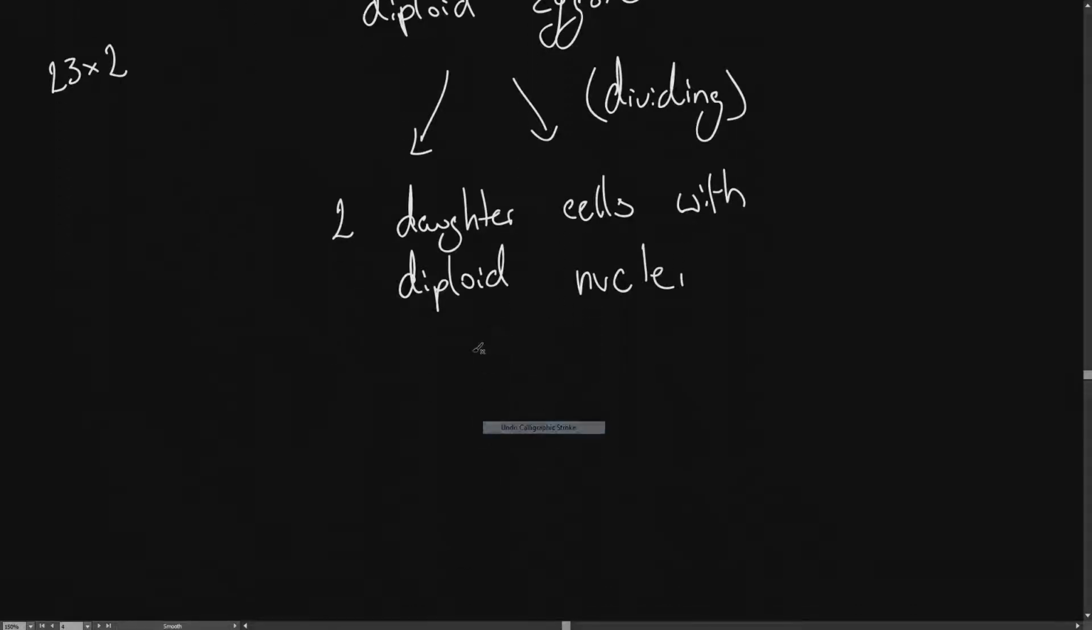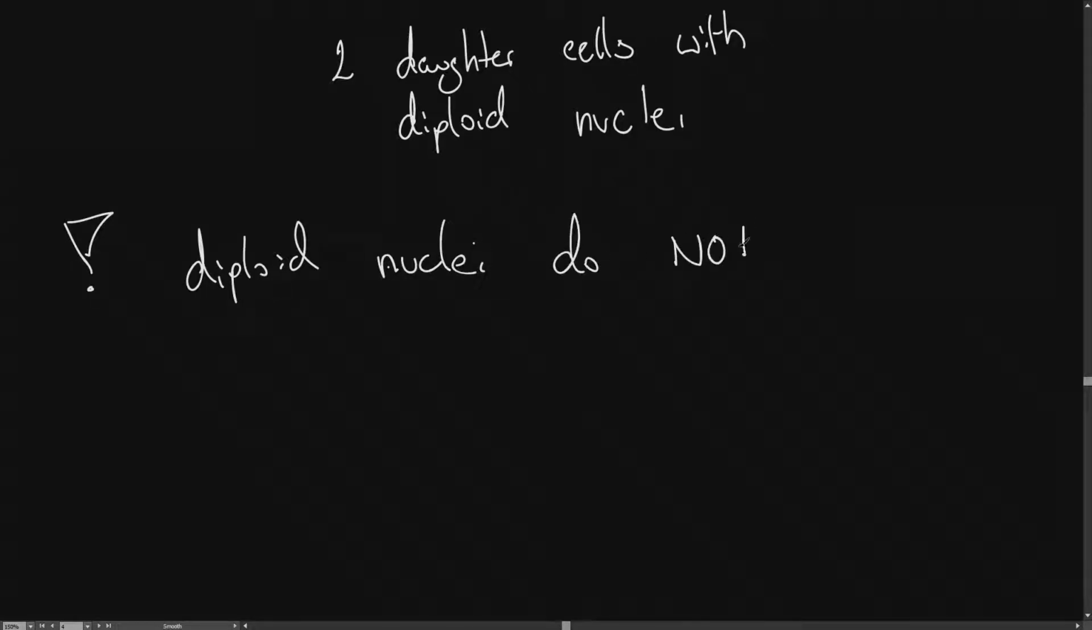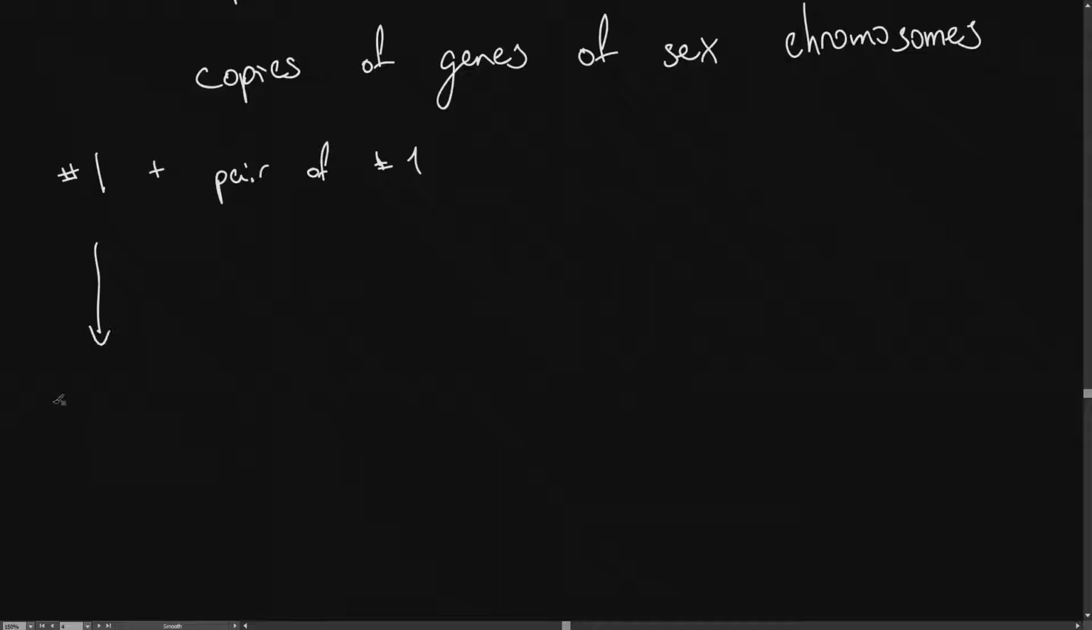One very important thing to remember is that diploid nuclei do not have copies of genes of sex chromosomes. So while a diploid nucleus will have 2 copies of chromosome number 1, because there's chromosome number 1 plus its pair, and this will go down all the way to number 22.